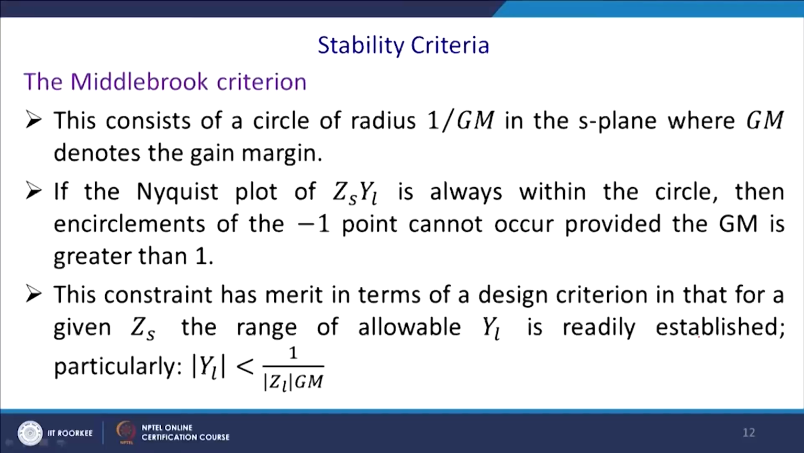So, let us revisit that Middlebrook criterion once again. We have qualified and satisfied the Nyquist criterion, and this Middlebrook criterion consists of a circle of radius 1 by Gm in the S plane, where Gm denotes the gain margin of your Bode plot.